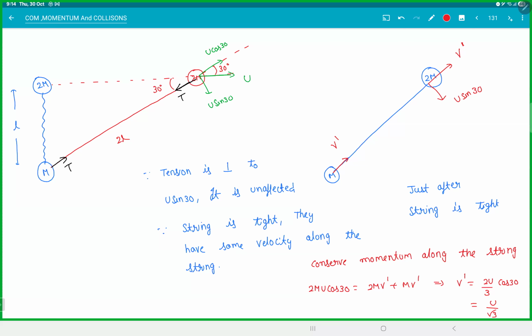Now the second part of the question. Find the tension in the string. So once the string becomes tight, what will be the tension? Any doubts on this page? Please ask me. Have a look at this.